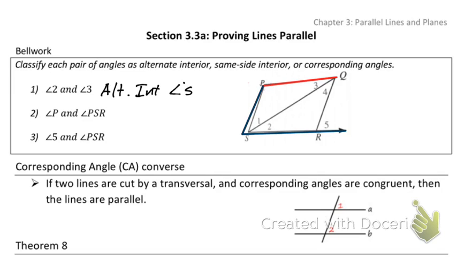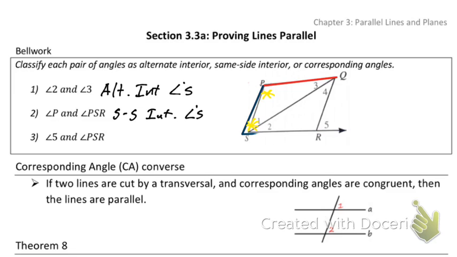So I'm looking at our lines, and I have a line here, so this must be my transversal. And we're looking at this angle and this angle. So what is angle P and angle PSR? What is that one? 180. But what are they called? Same side interior. Same side interior angles. Perfect, thank you. Same side interior angles.